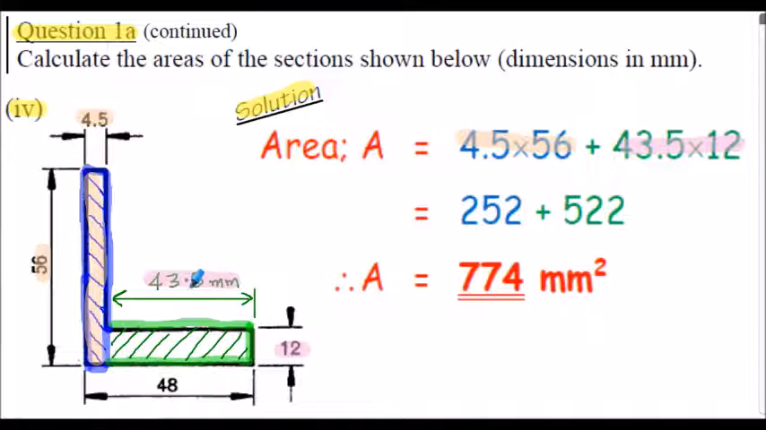Again, be careful how we've worked out the 43.5. It's 48 minus 4.5. Evaluating the area of the unsymmetrical angle section or L section is 774 millimeters squared.